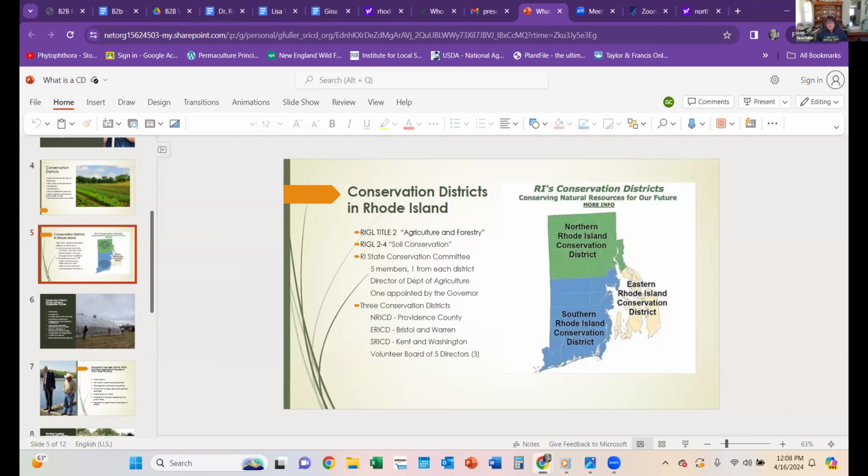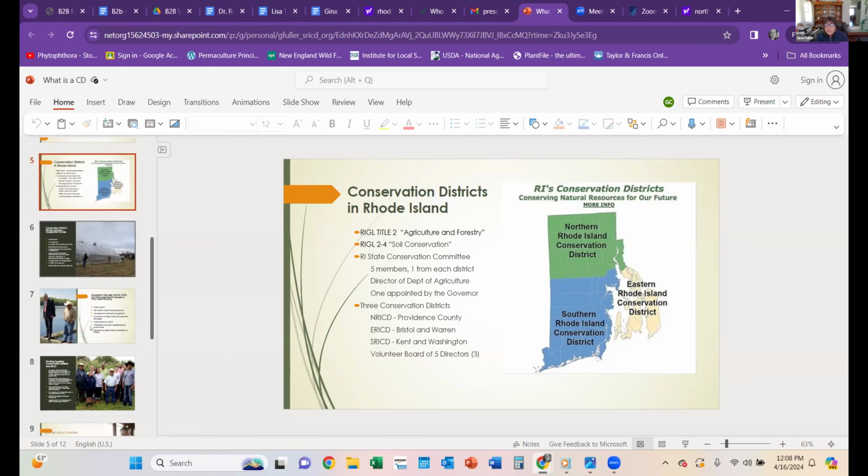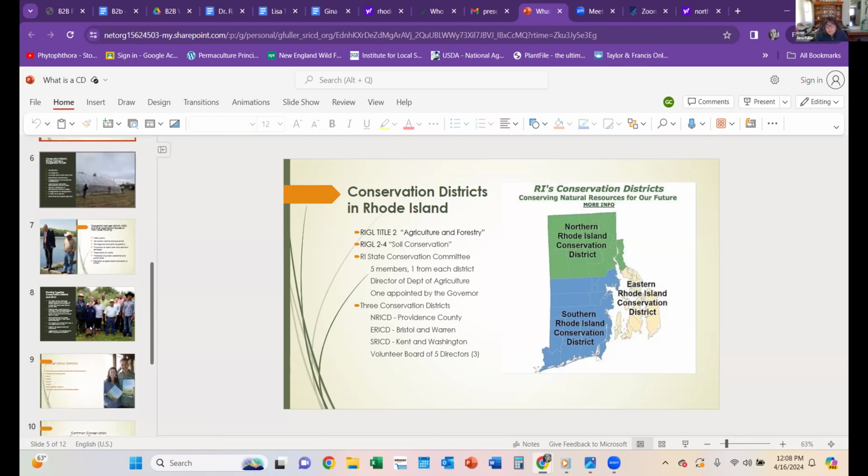So here in Rhode Island, we have 3 districts. Northern, which is Providence County, Southern, which is Washington and Kent counties, and then Eastern, which is Newport and Bristol counties. Each district's led by, like I said, a board of volunteer members, and they represent the local landowners. And they have a very important role in this larger conservation world, in that they are the voice of your farmers. And one of the things that we do is host something called the local working group.